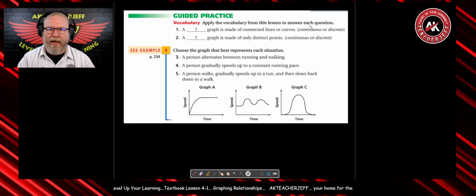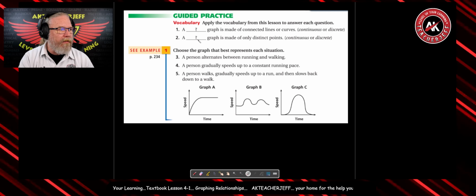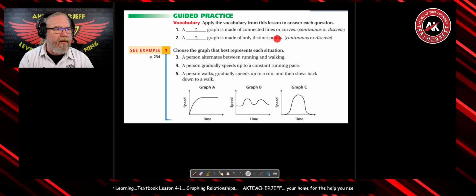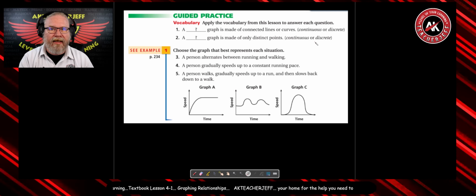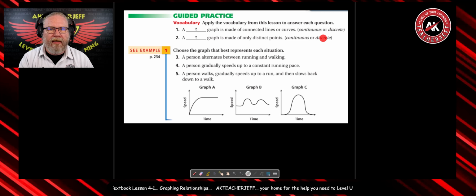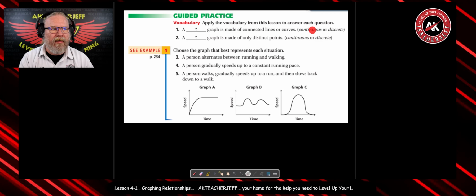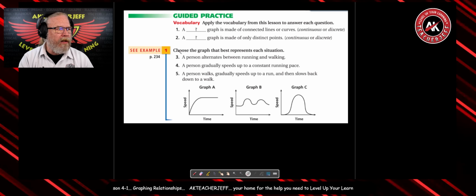Think of it this way: the line continues. It doesn't start, stop with the dots. A blank graph is made up of only distinct points. Well, that's that dotted one, right? So that would be which type? Indeed, it would be discrete. If it has dots, it's discrete. If it's lines and curves, it is continuous.